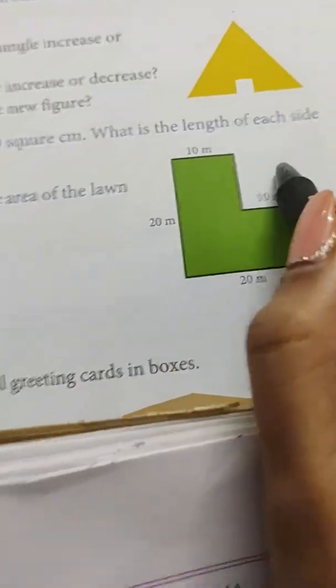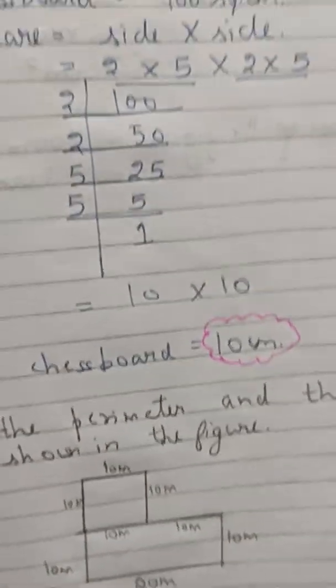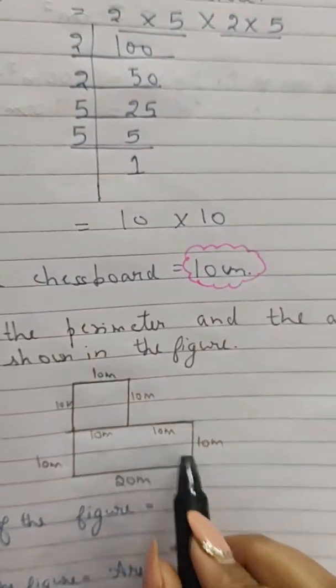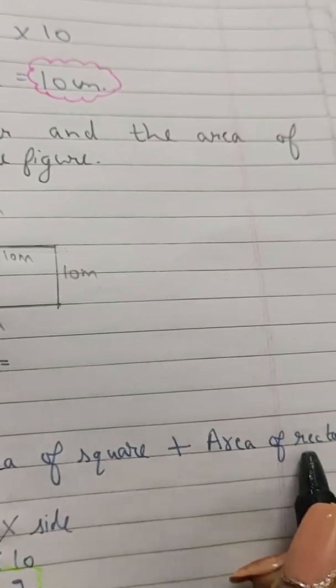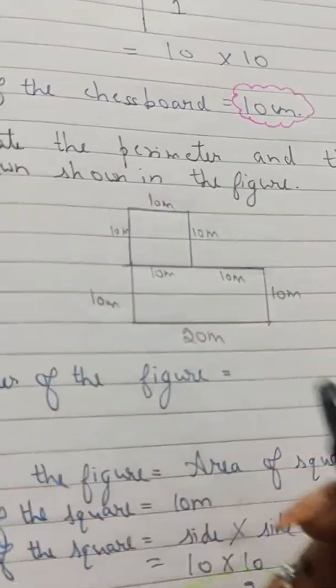You find the perimeter using this figure, not this, because this will confuse you. So please use this figure to find out the perimeter, and when you are finding the area, use this figure. Okay, so now the area of the figure is equal to the area of the square plus the area of the rectangle, because this has equal sides and this has equal opposite sides.